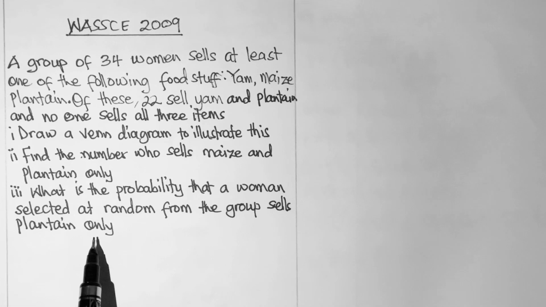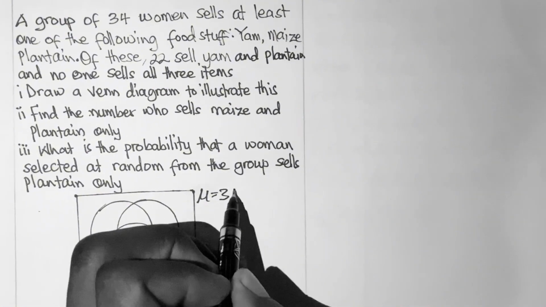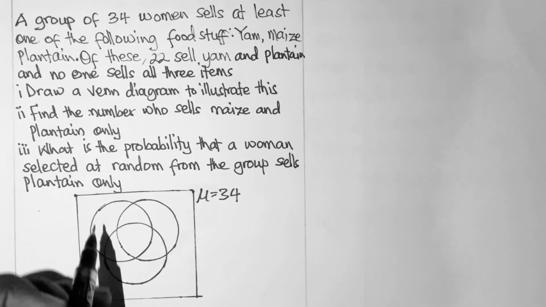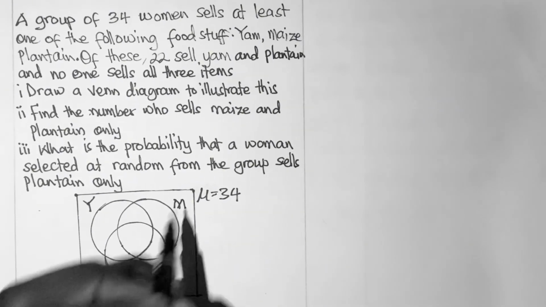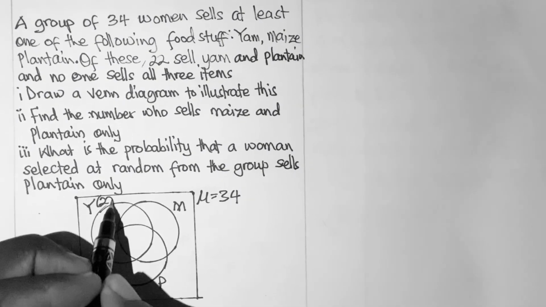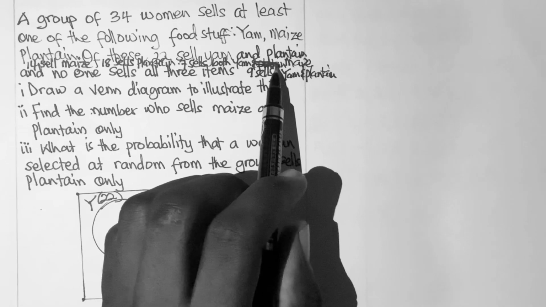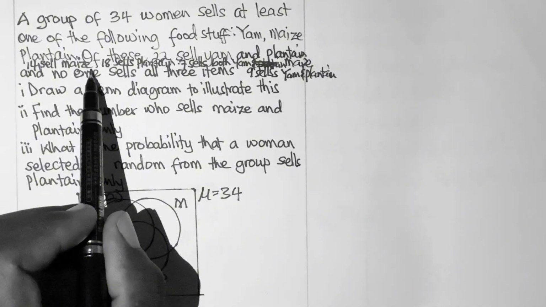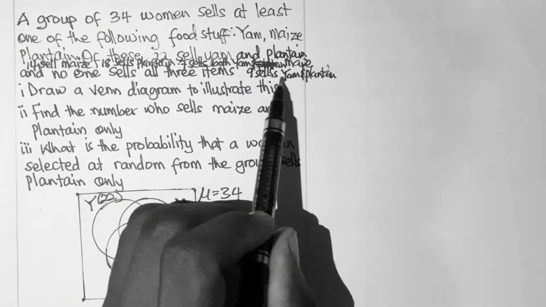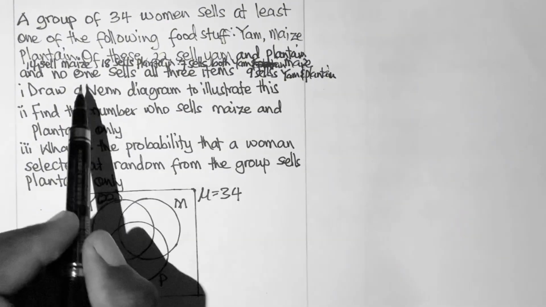So let's draw the Venn diagram first. This is our Venn diagram. It is a diagram of 34 women. They sell yam, maize, and then plantain. And he says that of these, 22 sell yam. So the number of yam is 22. But I'm sorry, I made a mistake in writing the question. So the question says that 14 sell maize, 18 sell plantain, 7 sell yam and maize, 9 sell yam and plantain, and no one sells all 3 items. So please, this is a mistake that I inserted into it.